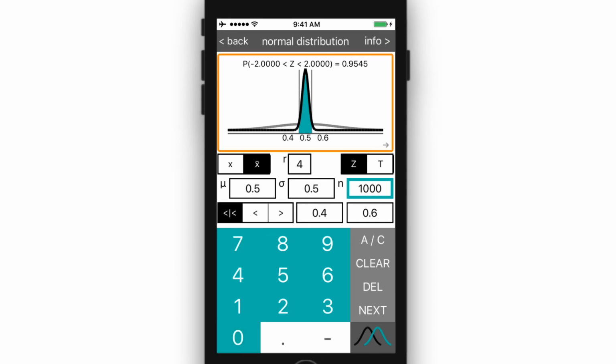Bump n up to 1,000, and I bet you can guess what will happen. The probability of seeing a sample between these two bounds is almost certain. In fact, it's rounding to an even 1. And this is the CLT visually. Your odds that a sample's mean will reflect the population's true mean increases with sample size.